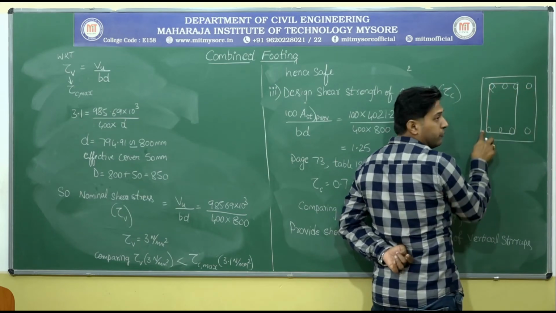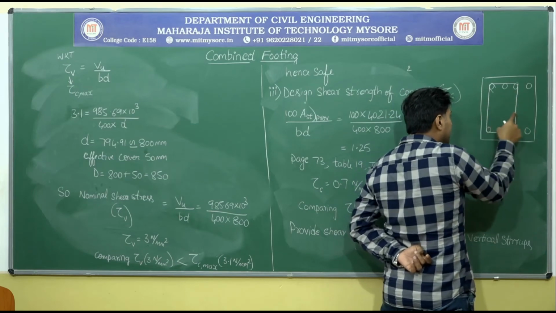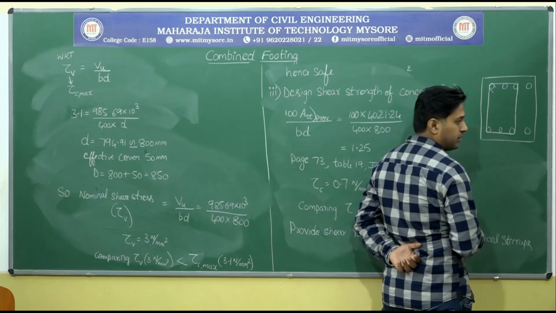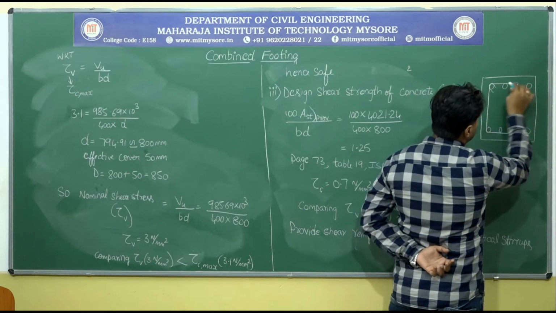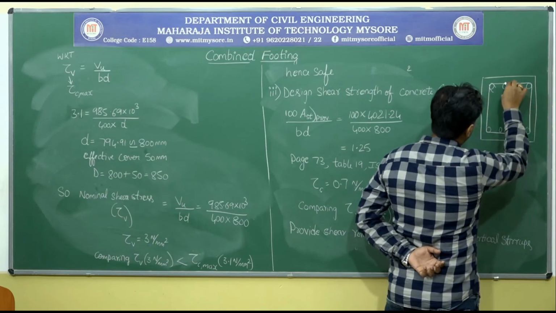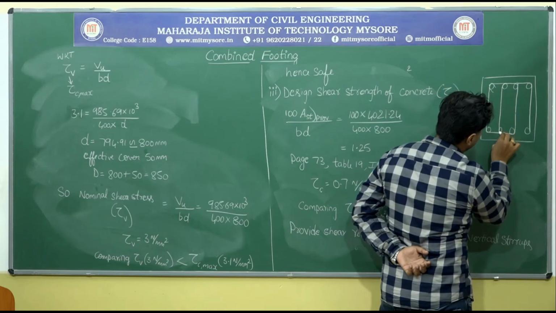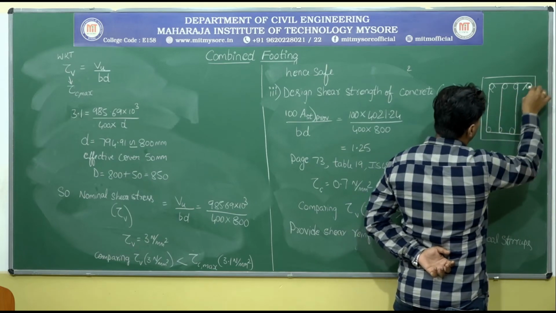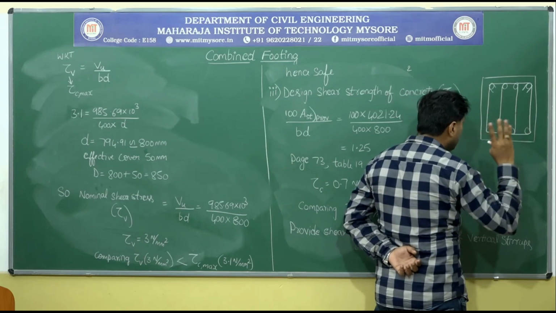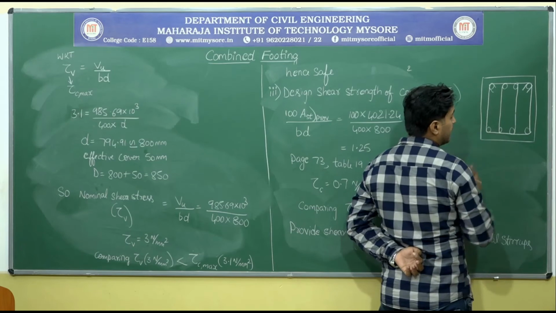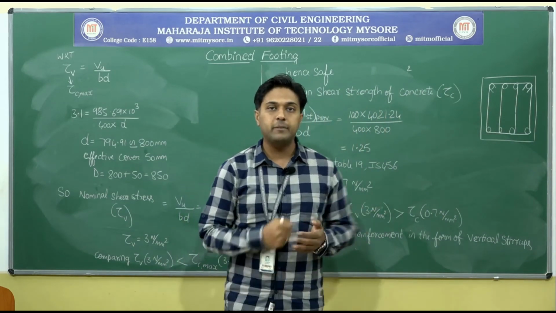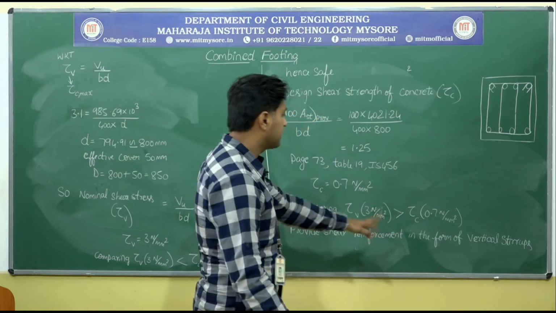Okay, so here one vertical bar and one more vertical bar, I will be saying this as two-legged. So next what I will be doing here is, I will be taking one more vertical stirrup and running it through like this. So 1, 2, 3, 4. So totally how many legs? 4 legs. That's why we call it 4-legged vertical stirrups. So here I will be providing 4-legged vertical stirrups.